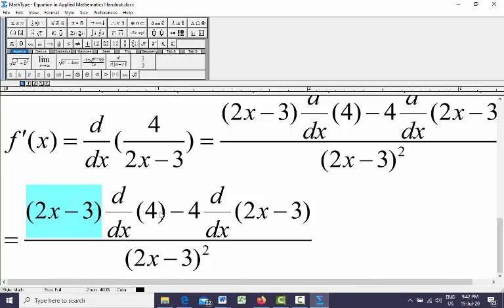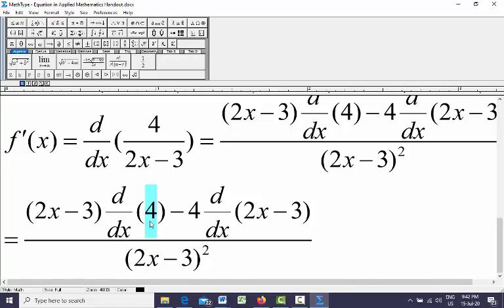You need to do differentiation of whatever you have in front of d by dx, and here, in front of d by dx, we have 4.